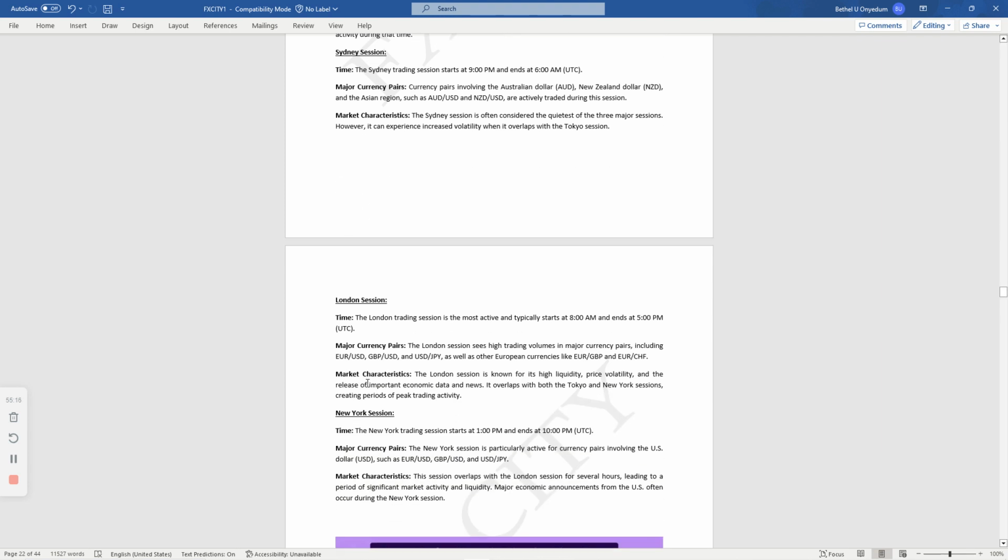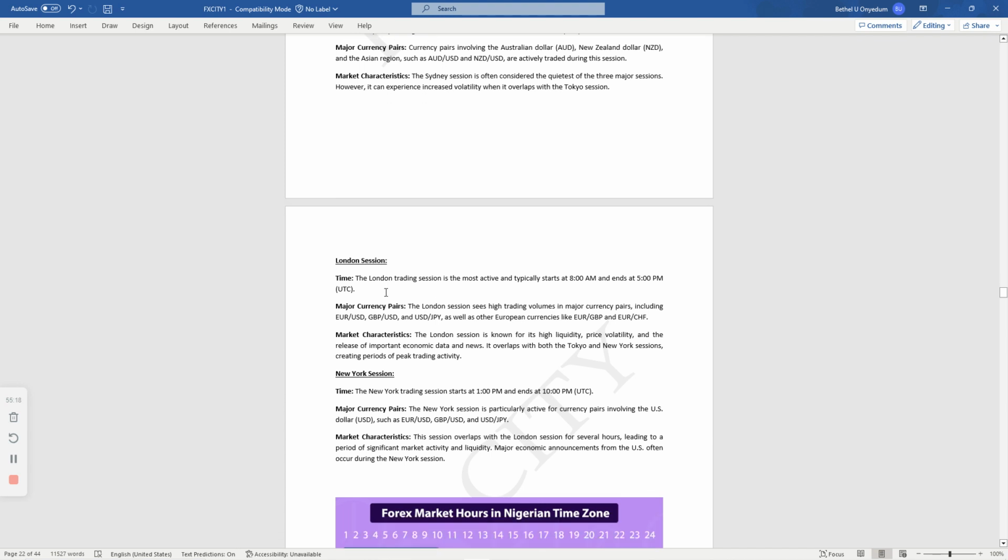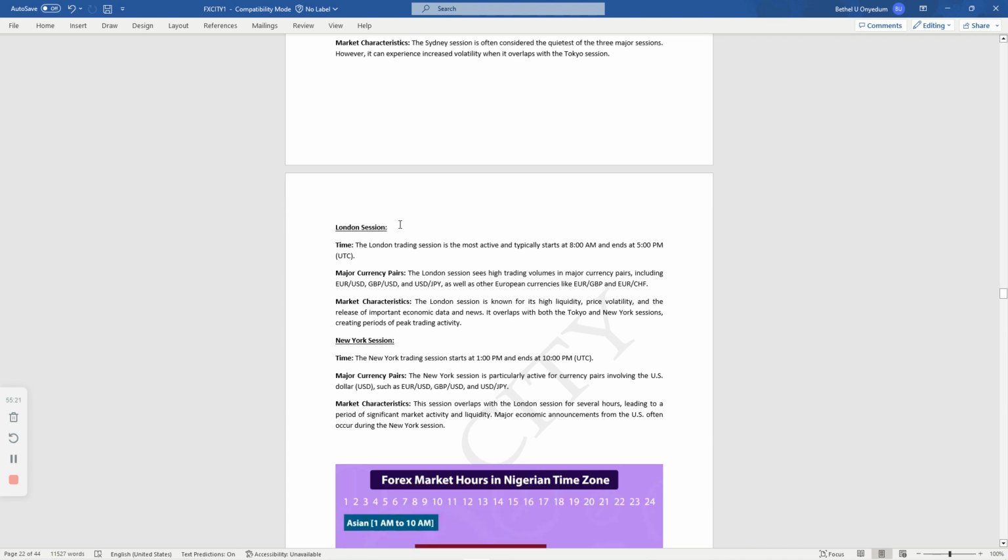Then you have the London session. This London session actually coincides with Nigerian time. Immediately it's 8 o'clock in the morning Nigerian time, that's when the London session starts, when the London banks open. They also have the New York session, which is when the American banks open. So you need to understand the pairs that move at this particular time.